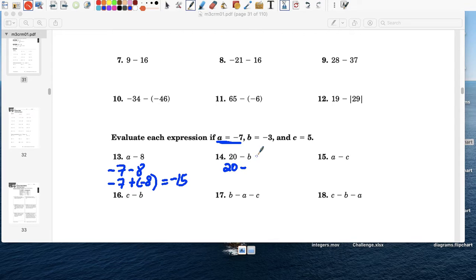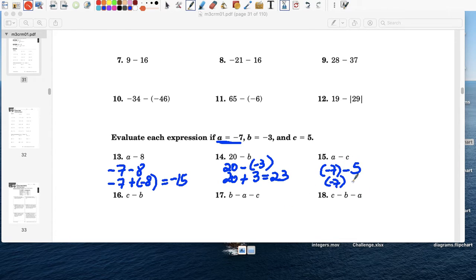20 minus b, and b is negative 3. So it becomes 20 plus, opposite of negative 3 is 3. We get 23. A minus c, well, a is negative 7 minus c, which is 5, so we can write it like that.